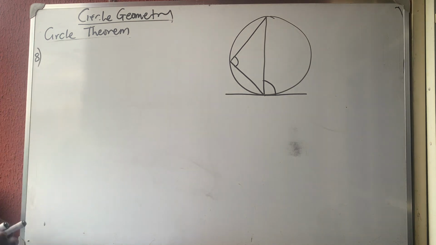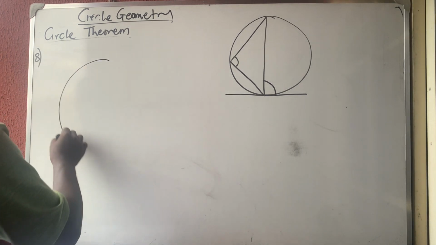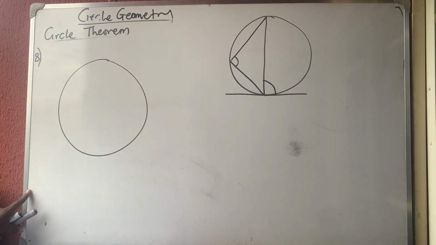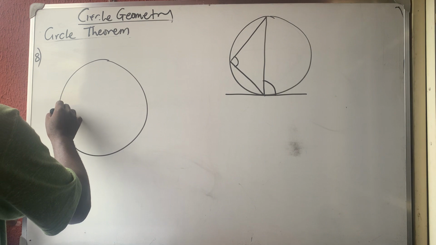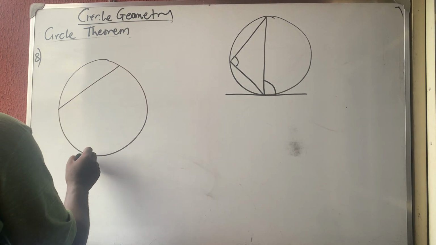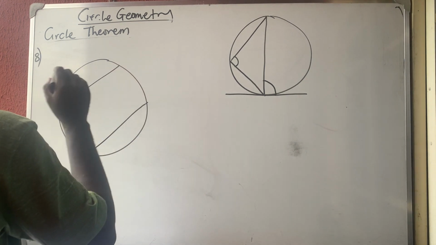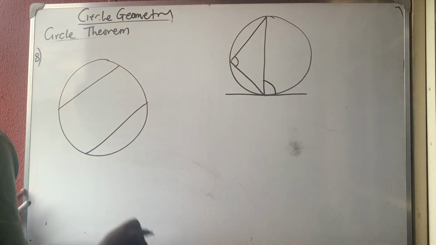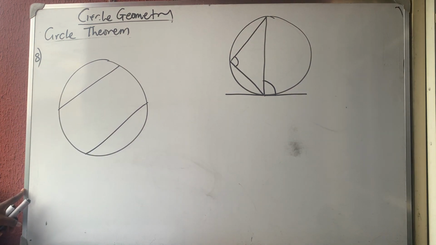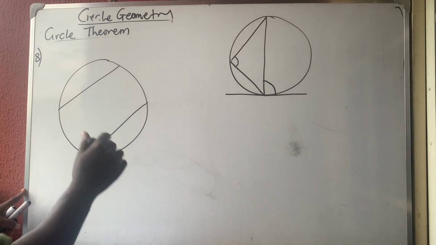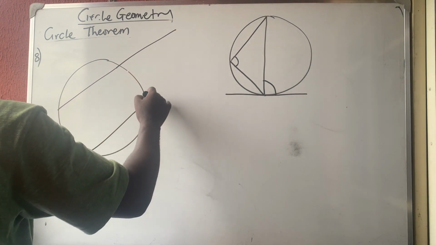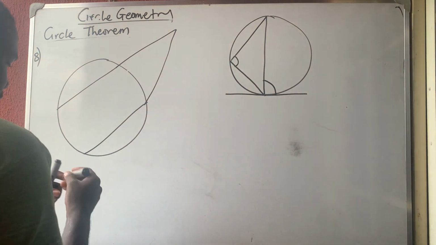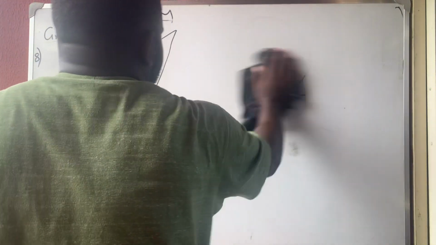Number 8 said that if I have a circle like this, this one is not even a tangent, and we have 2 chords. Look at 2 chords like this. If you have 2 chords like this, anywhere they meet, whether they meet inside or outside the circle. Like let's say that this one met outside. Okay, let's have another one that will meet inside as well, as it is a chord.